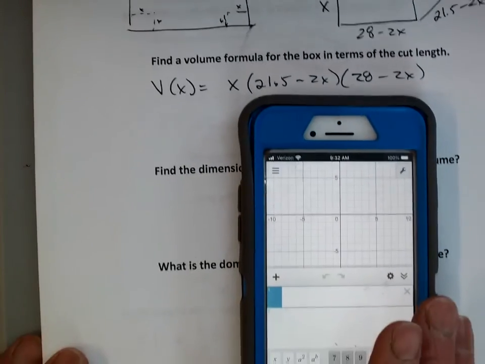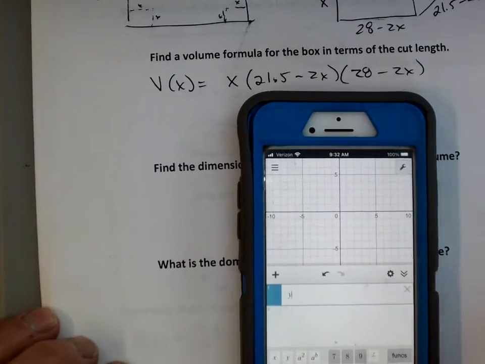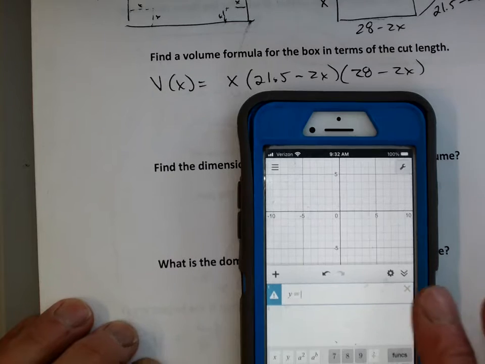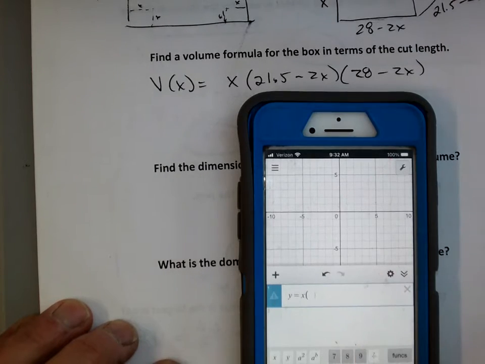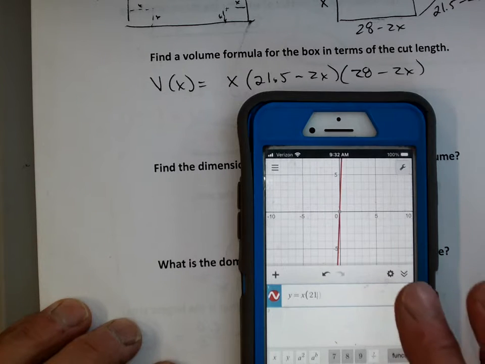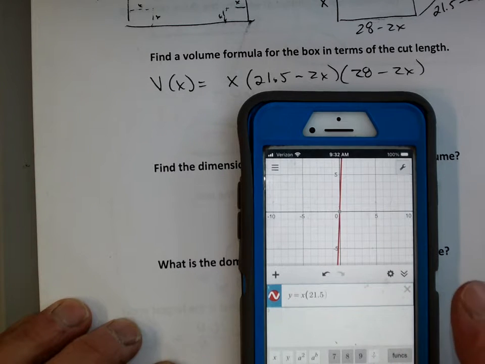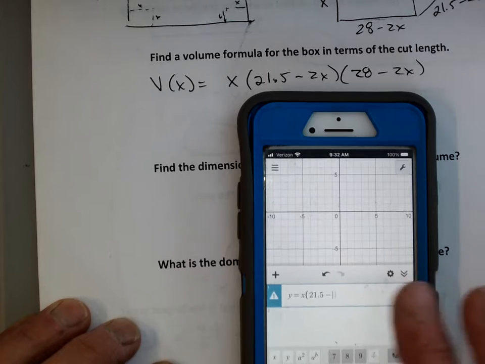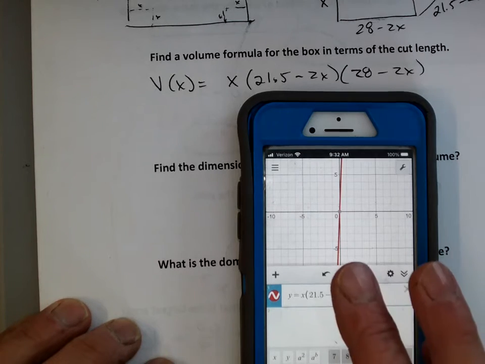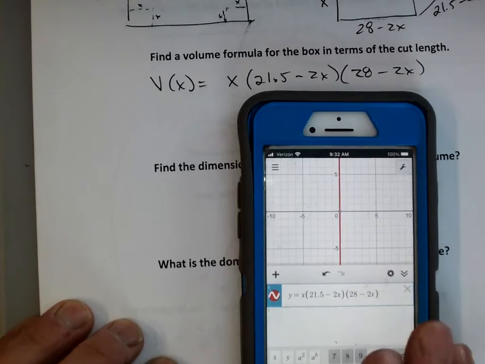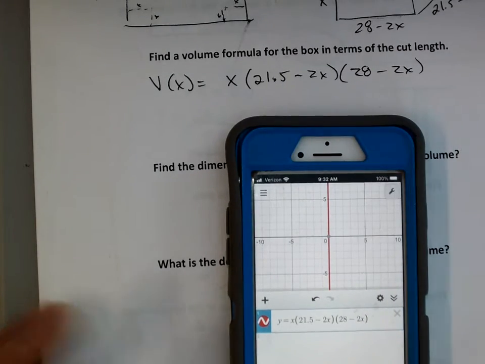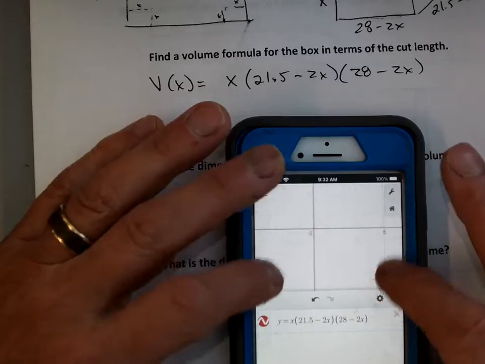It's much easier to put in my calculator if I just leave it like y equals x, parentheses, 21.5 subtract 2x, times another 28 minus 2x. Okay, now, the box is so big that I can't see all of it. That's okay. I'll just adjust my calculator. I'm going to find it, right?